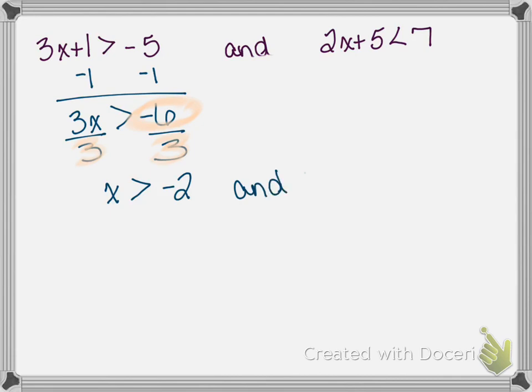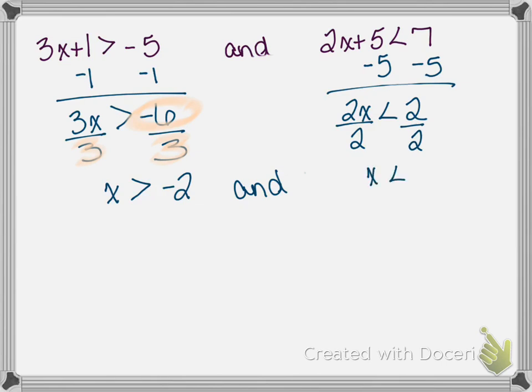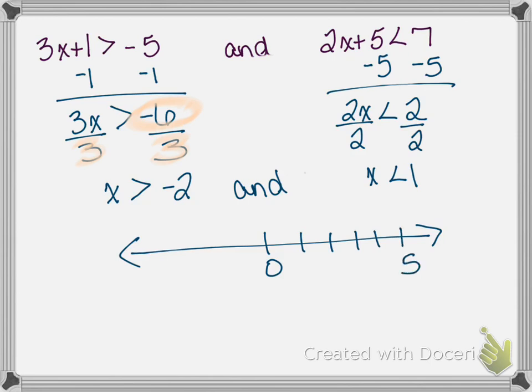So here I've got 2x plus 5 is less than 7. I'm going to subtract 5 from both sides. 2x is less than 2. I divide both sides by 2, and I'm left with x is less than 1. Okay? I'm going to do my number line. Here's 0. I go up to positive 5 on my right-hand side. Negative 5 on my left-hand side.